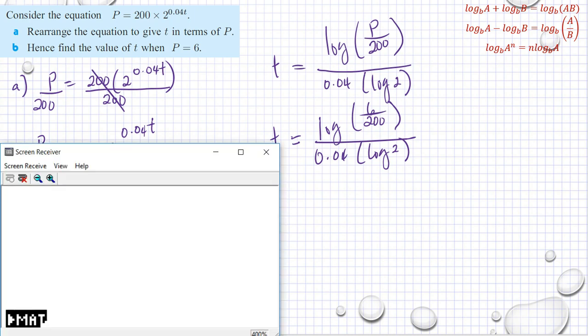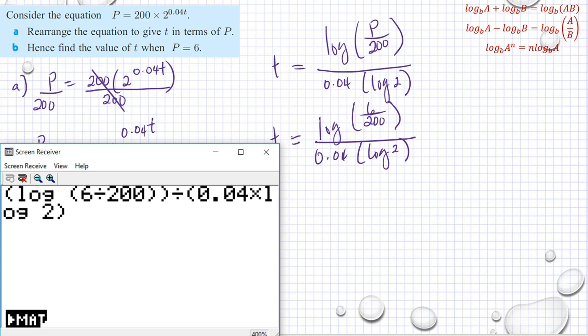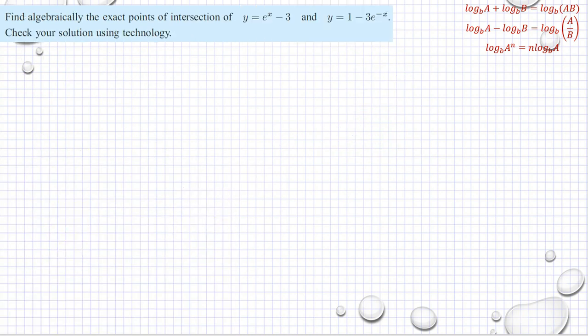Here is my calculator. Then we have logarithm of 6 divided by 200, divided by 0.04 multiplied by logarithm of 2. Then we got negative 126.5 actually, but approximately negative 126. Okay, let's try another.